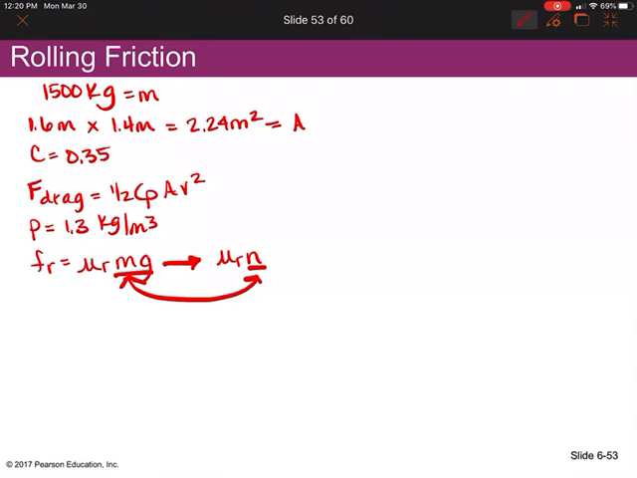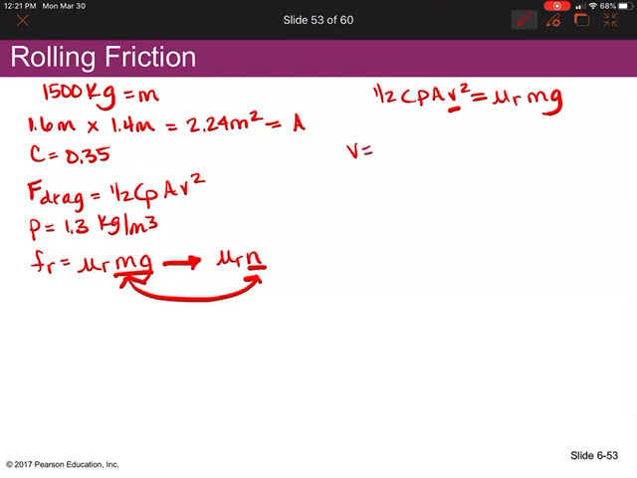But just remember, normal and mass times gravity are the same. Okay? So this is wanting us to figure out at what speed they're actually equal to each other. So you need to set those two equations equal to one another. So we've got 1/2 times the drag coefficient times density times area times velocity squared is equal to our rolling coefficient times mass times gravity. And we're solving for velocity. We're solving for the speed.